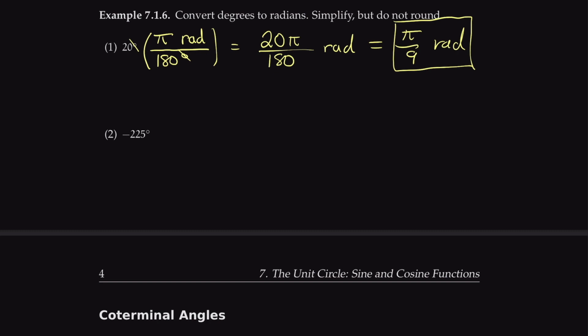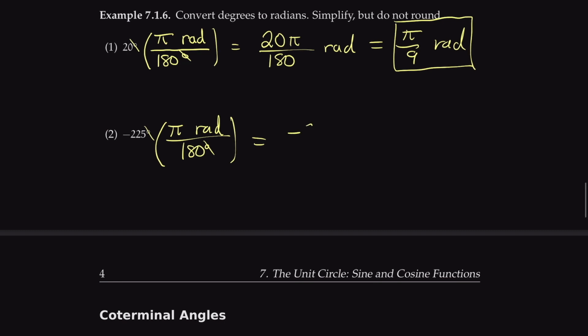Okay, so now we're going to look at negative 225 degrees, and our goal is to convert that to radians. So we're going to take pi radians, divide that by 180 degrees. That's going to cancel out our degree units, and we'll be moving to the units of radians again. And then we'll have what, negative 225 pi divided by 180, and this will be in radians, and this is, when we simplify, negative 5 pi over 4. Okay, so we have negative 5 pi over 4 radians here.